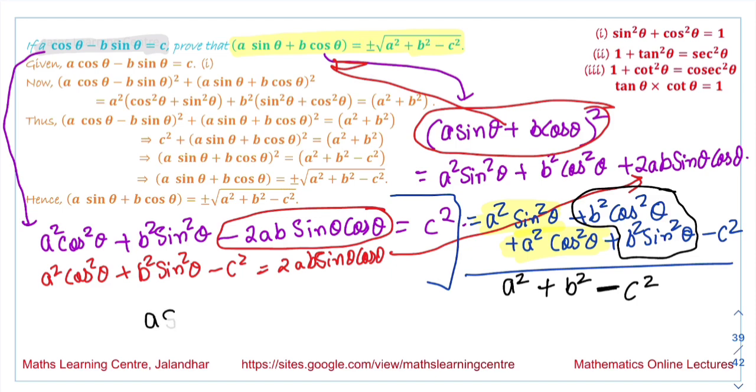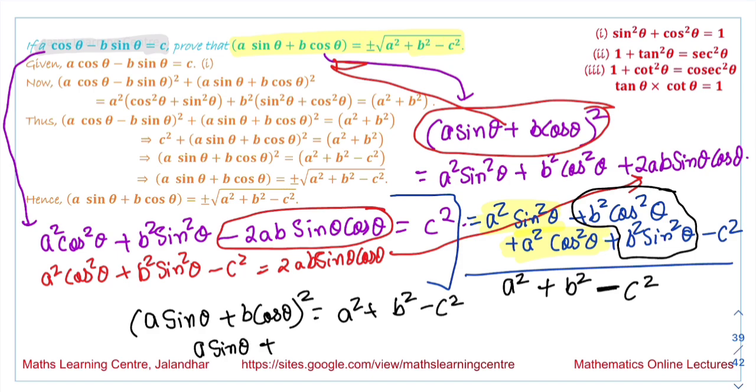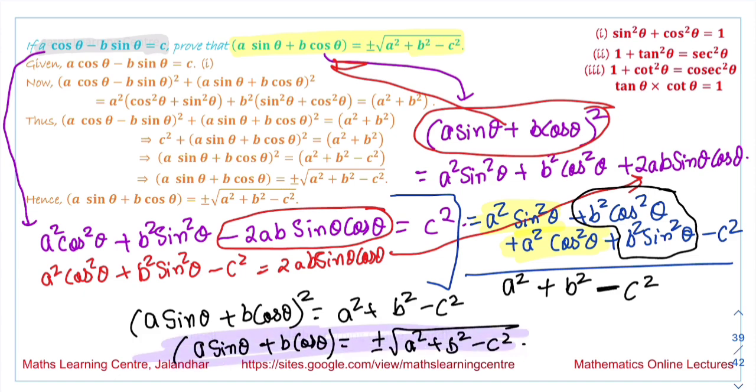So what we get is that a sin theta plus b cos theta whole square is equal to a square plus b square minus c square. So this gives us a sin theta plus b cos theta is equal to plus minus square root of a square plus b square minus c square, and this is what we have to prove. This is the equality that we have to prove.